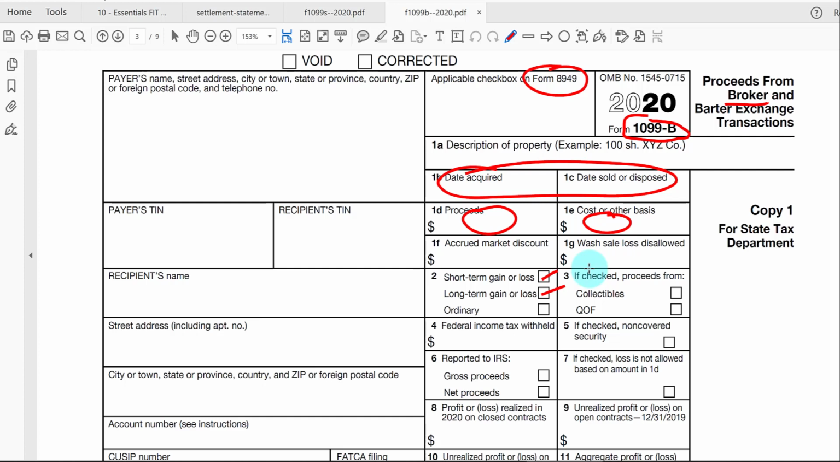Okay, let's stop here, and then when we come back in part 3, we'll take a look at that basis or adjusted basis calculation.